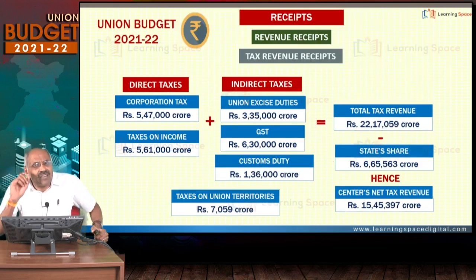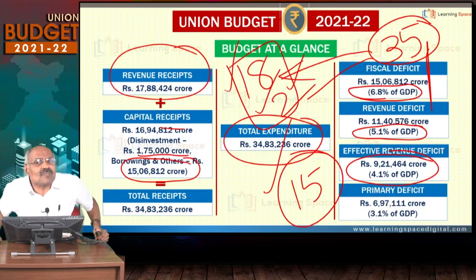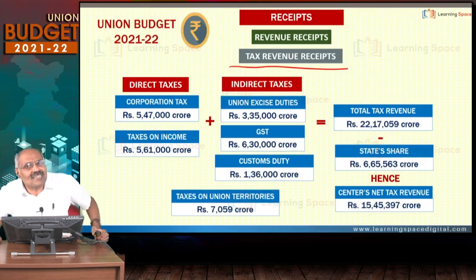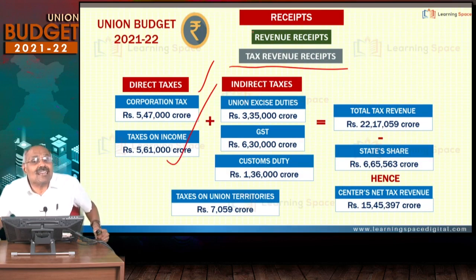Friends, tax revenue receipts. I would like you to spend a few seconds on this slide. If you look at the tax revenue receipts, because we have seen revenue receipts around 18 lakh crores. Out of the revenue receipts, please don't forget, it is tax revenue and non-tax revenue. So friends, if you look at the tax revenue, corporation tax, that is the tax paid by the companies. This is taxes on income, that is the personal income tax, and this is GST. So friends, out of all these tax revenue receipts, the topmost component or highest component is GST, please don't forget.